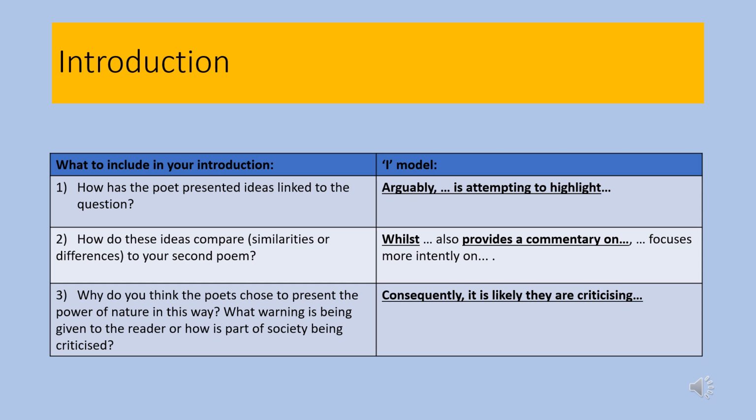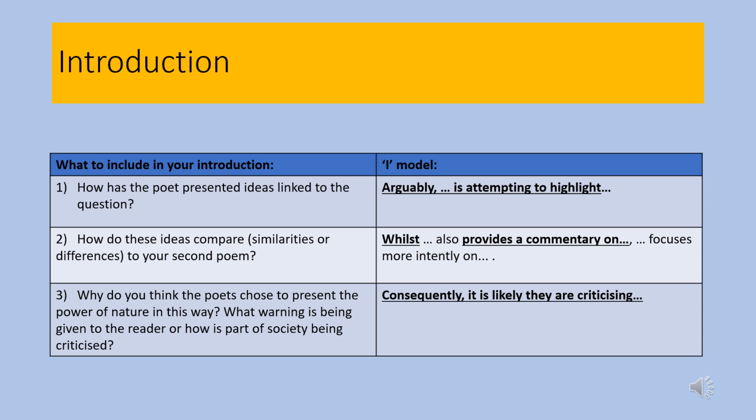When writing your introduction, you could begin with, how has the poet presented ideas linked to the question in the poem that has been given to you, the named poem? You might start with, arguably, poet's name and the poem's name is attempting to highlight, and then link to the big ideas that you're about to explore. Then in your second sentence, you discuss how these ideas compare, similarities or differences, to your second poem, whilst naming the poem that you've chosen, and the poet also provides a commentary on, but focuses more intently on.